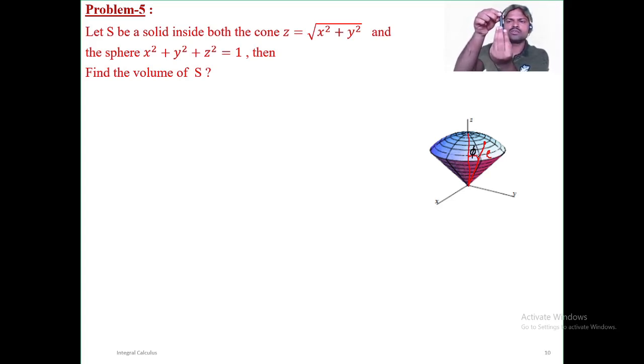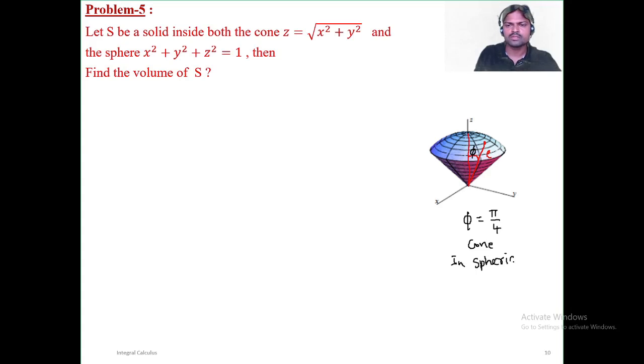If it spreads 90 degrees, I will get a hemisphere, right? But if I spread only 45 degrees from here to here, this kind of cone will be generated. Look, this is a cone. That's why phi equal to pi by 4. In the last class I showed that phi equal to pi by 4 is not an angle here, it represents a cone in the spherical polar coordinate system.